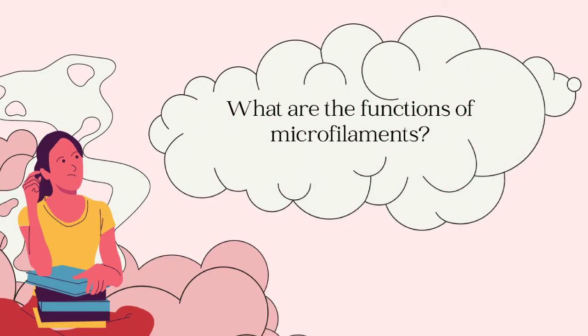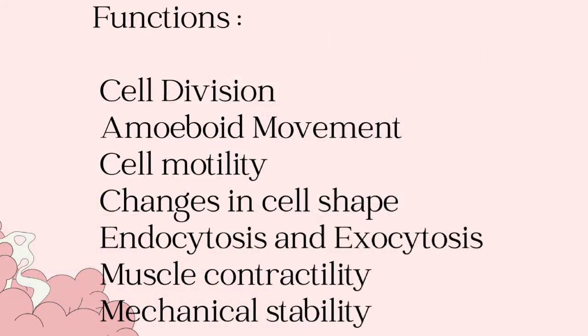What are the functions of microfilaments? The functions include cell division, amoeboid movement, cell motility, changes in cell shape, endocytosis and exocytosis, muscle contractility, and mechanical stability. Microfilaments are very important during cell division, where they help to divide the cell during mitosis. Microfilaments aid the process of cytokinesis, which is when the cell pinches off and physically separates into two daughter cells.